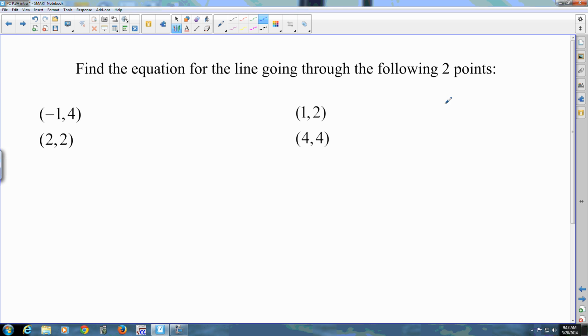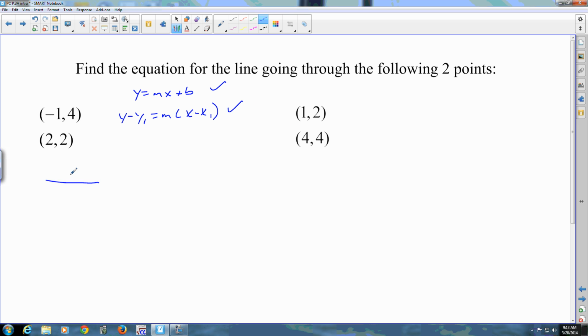Find the equation of the line going through these 2 points. So the first thing you have to find is slope. It doesn't matter if you're going to do slope-intercept form or point-slope form, y minus y1 is equal to m times x minus x1. It doesn't matter which of these 2 formats you're going to use. You've got to find your slope first.